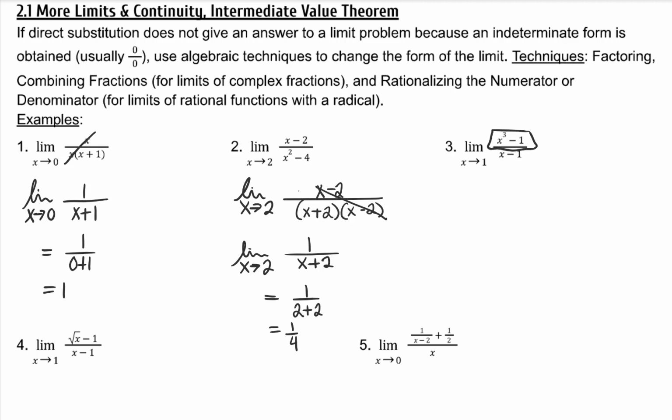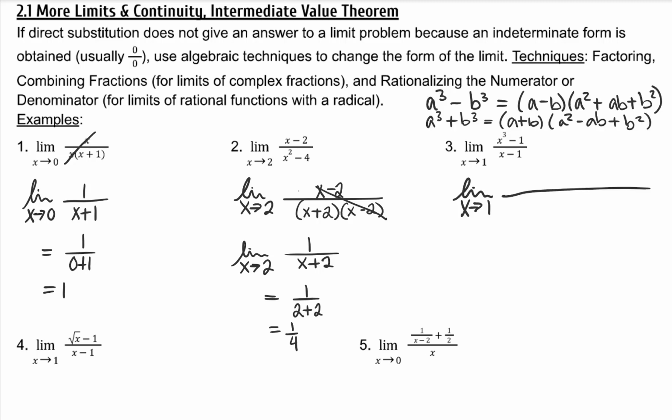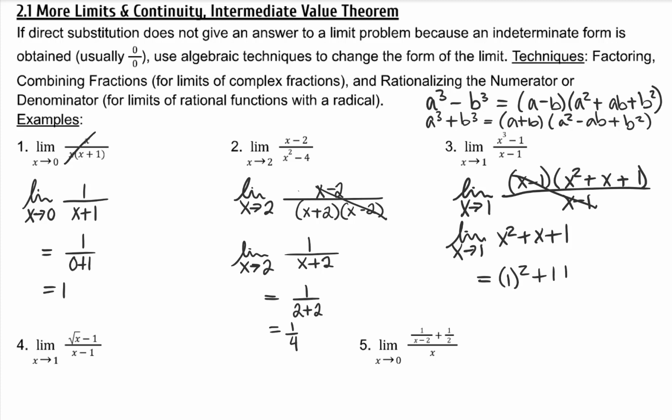X cubed minus 1, that is a difference of perfect cubes. Do you remember how that factors? You better, because it's going to pop up on a quiz. All right, there's our form, so let's factor. X minus 1, x squared plus x plus 1. The x minus 1s will reduce to be 1. Now we can direct substitute. And there's our limit.